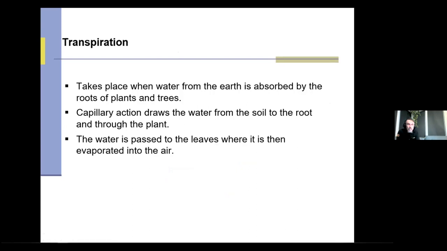Again, transpiration, capillary action draws that water from the soil and through the plants, and water's passed to the leaves where it's off the leaves into the air. So that's really important.